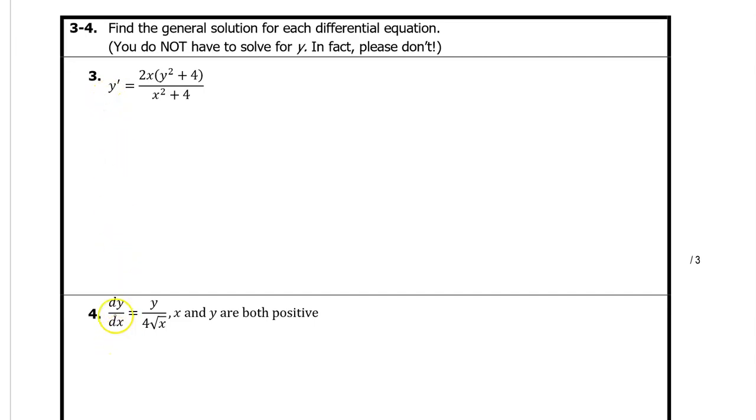For the next two problems, we will find the general solution of the differential equation. This means we will get rid of the derivative and turn each of these into regular y. We do not necessarily have to get y by itself at the end.